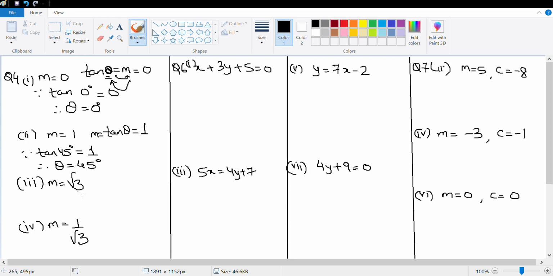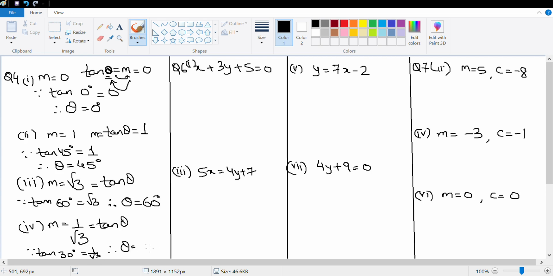Next one, m is equal to root 3, which is equal to tan theta. Now since tan 60 degree is equal to root 3, therefore theta is equal to 60 degree. Similarly, the last one, this is equal to tan theta, and we know tan 30 degree is equal to 1 upon root 3, therefore theta is equal to 30 degree.